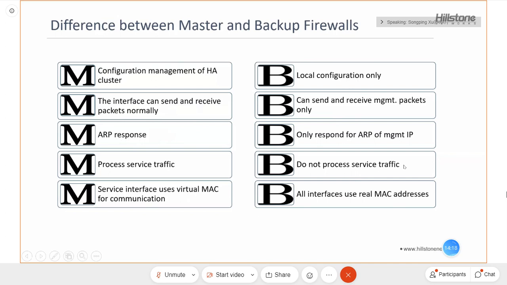The service interface in master, used for traffic forwarding, uses a virtual MAC address for communication. And in the backup device, all the interfaces use their real MAC address. So those are the differences between master and backup.